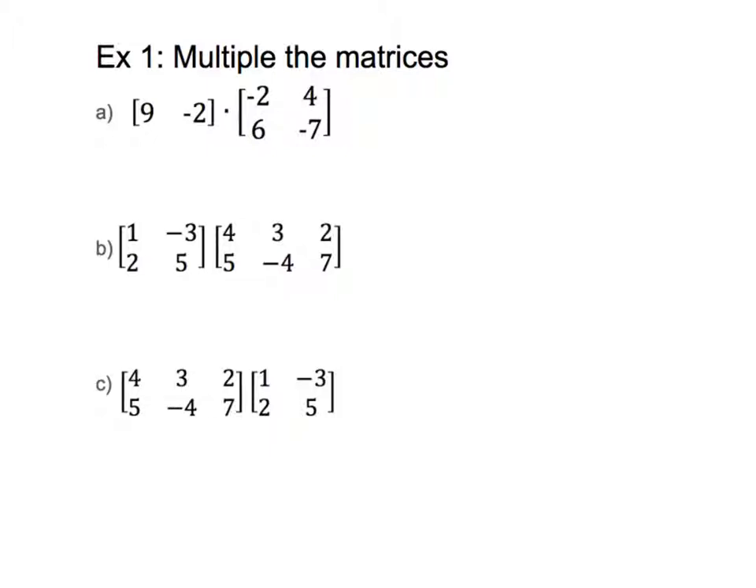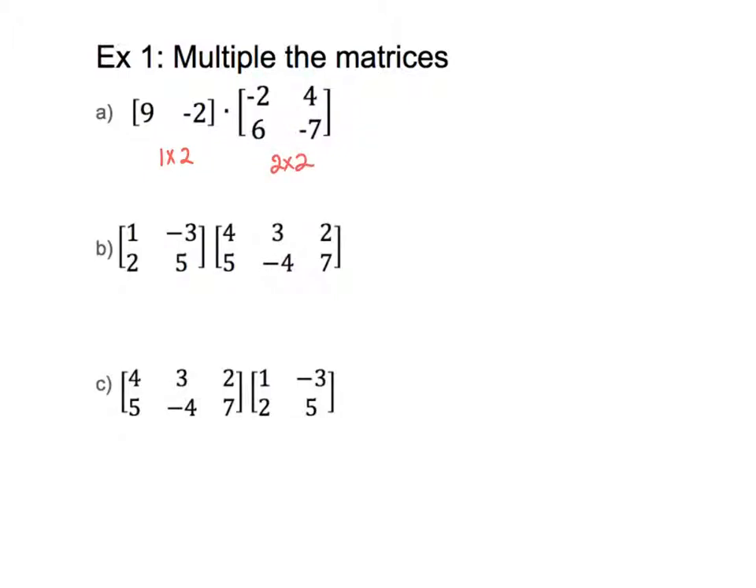All right, so let's multiply some matrices here. The first thing you always want to do is figure out the size of the two matrices you're trying to multiply. This matrix here is 1 row and 2 columns. So this is a 1 by 2. And then this matrix here looks like we have 2 rows and 2 columns. So this is a 2 by 2.